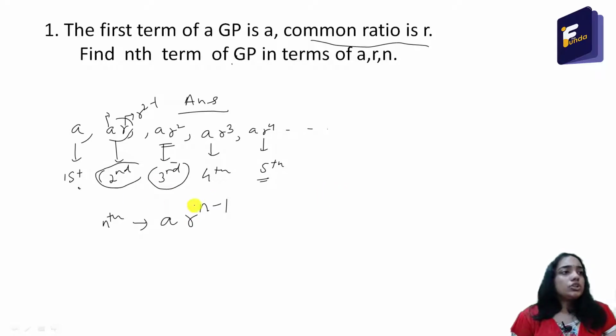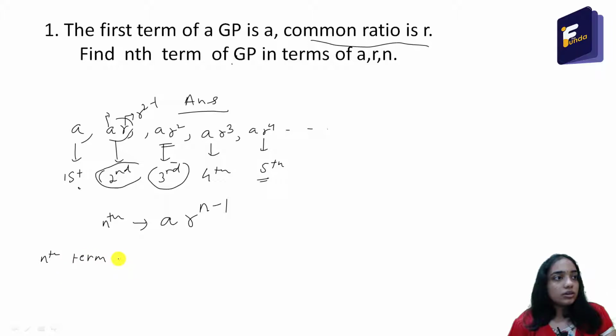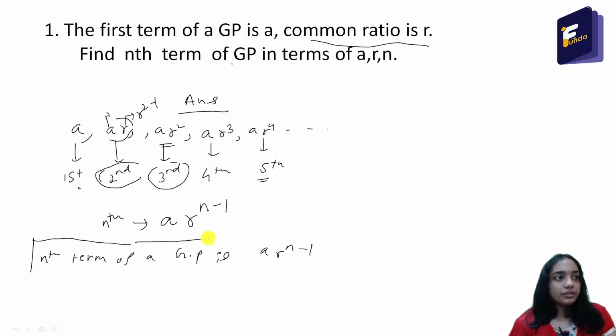Simple. This thing you have to remember, that nth term of a GP is a r to the power n minus 1. You have to always keep this in mind. Nth term of a GP is a r to the power n minus 1.